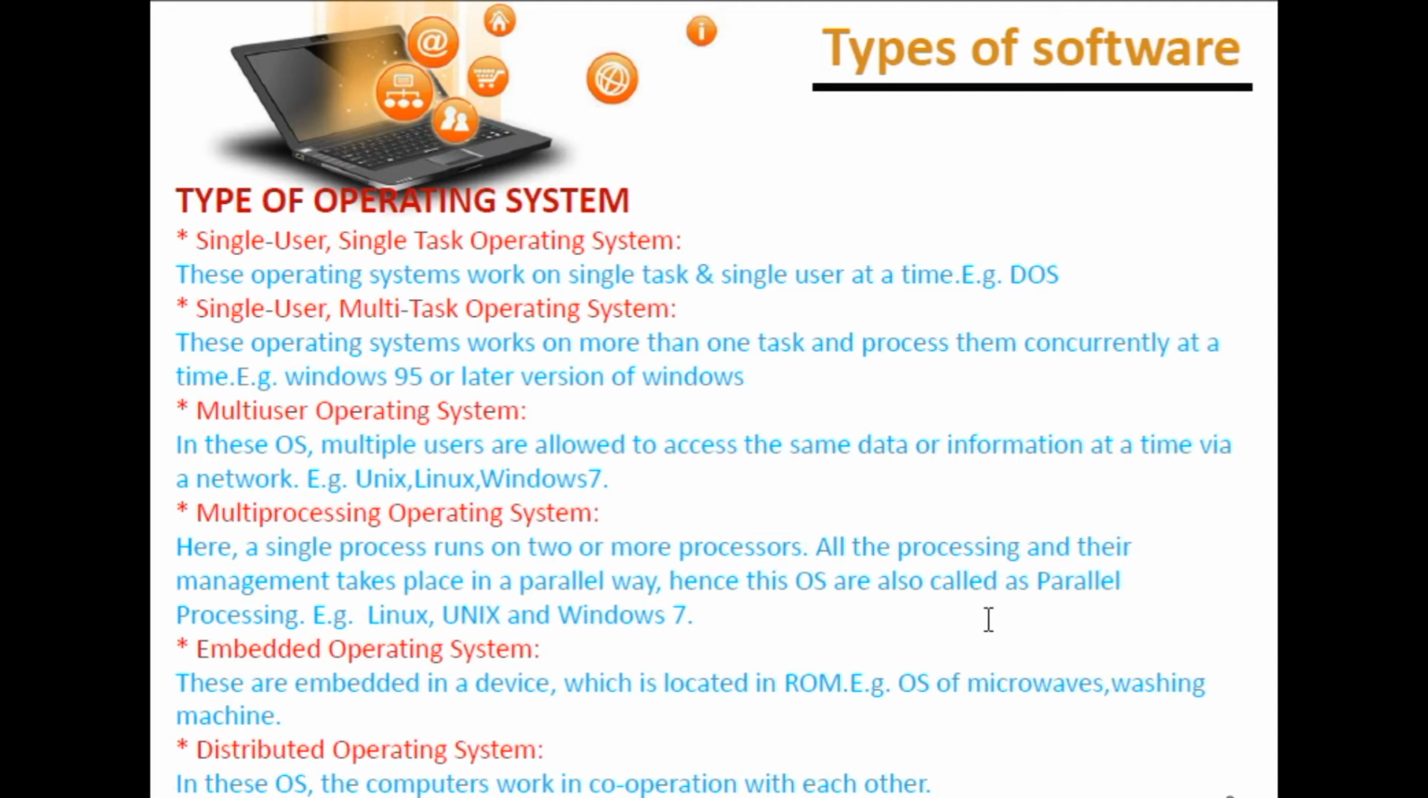The next one is the single user multitasking operating system. These operating systems work on more than one task, processing them concurrently at the same time. The example is Windows 95 or later versions of Windows. Nowadays we are using the single user multitasking operating system. It means the operating system provides you the ability to run more than one application at the same time.